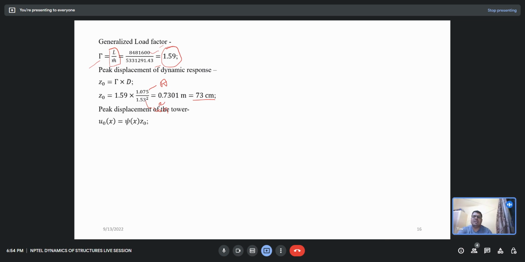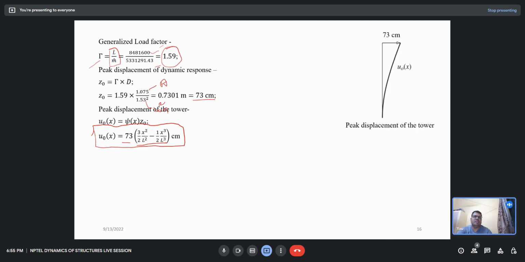Now I can calculate the peak displacement of the tower, which is u naught x equal to psi x into z naught. Z naught is 73, and this is my shape function. So you can calculate the displacement at any location of the chimney. If you plot this equation, you will get this kind of scenario. This is the u naught x. The maximum deflection is 73 centimeter, and if you plot this, you will get this kind of curve.